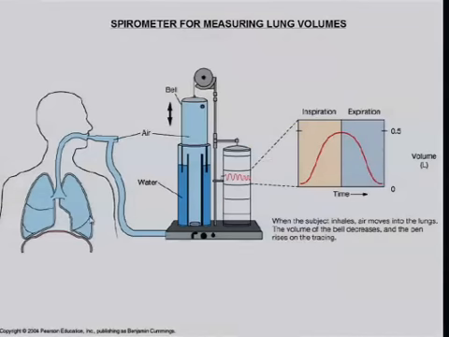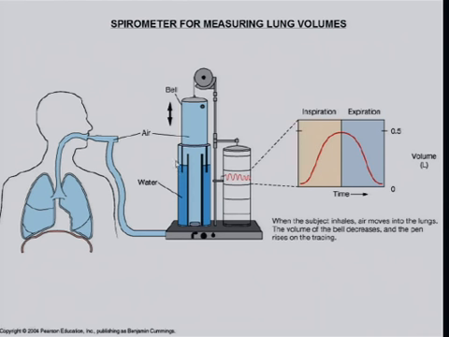How do we measure the volumes? Basically, a spirometer dates way back, and it was able to measure lung volumes. This is the basic design. Obviously, the machines that they use today are much more integrated and not as obvious as this. Now they're just a little box, and they'll give you the volumes. However, this is how it works.